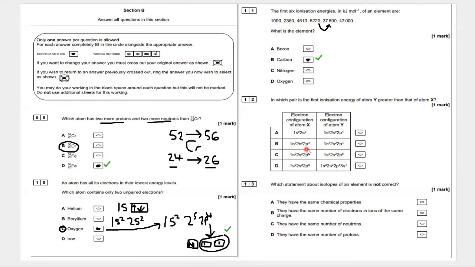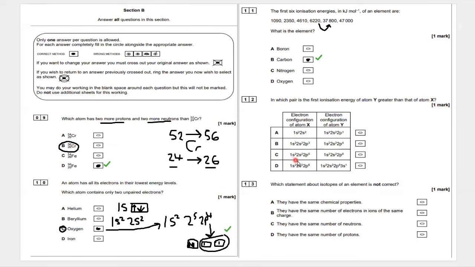Then if we look at B, B's got a 2p3, which is a half-filled orbital. But if we look at Y, Y's in a less stable position. It's got 4 electrons in the p orbital, 2 unpaired and 1 paired. So we've got spin pair repulsion on one of those, which is going to be easier to remove than these 3 electrons in this orbital that don't have spin pair repulsion going on.